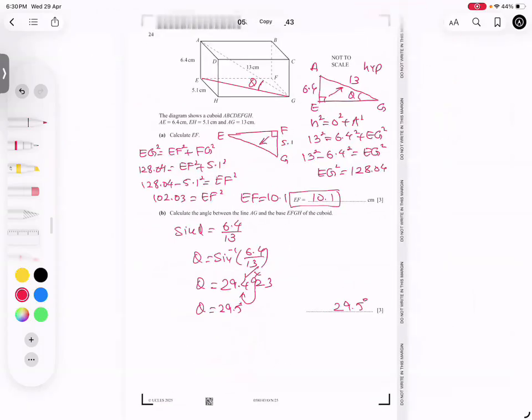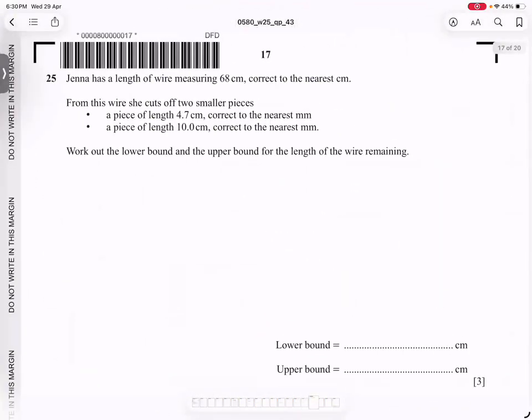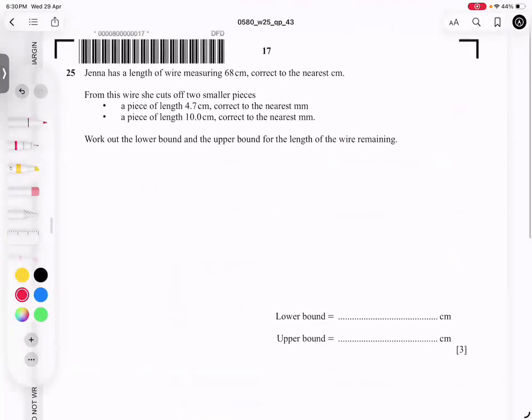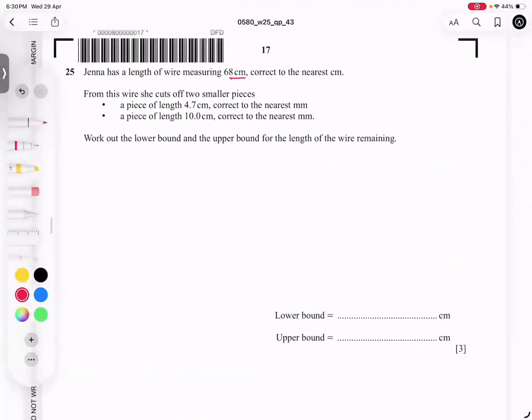This question is done. Next question, number 25. Gina has a length of wire measuring 68, correct to the nearest centimeter. When it is the nearest centimeter, students, it is 1 centimeter, so the absolute error is 1 centimeter divided by 2, so plus and minus 0.5. And from this wire, she cuts off 2 small pieces. A piece of 4.7 centimeters, correct to the nearest millimeter, and this one is also correct to the nearest millimeter. Here I have done the centimeter, I'm writing centimeter. What is the other part? 68. This is 68.